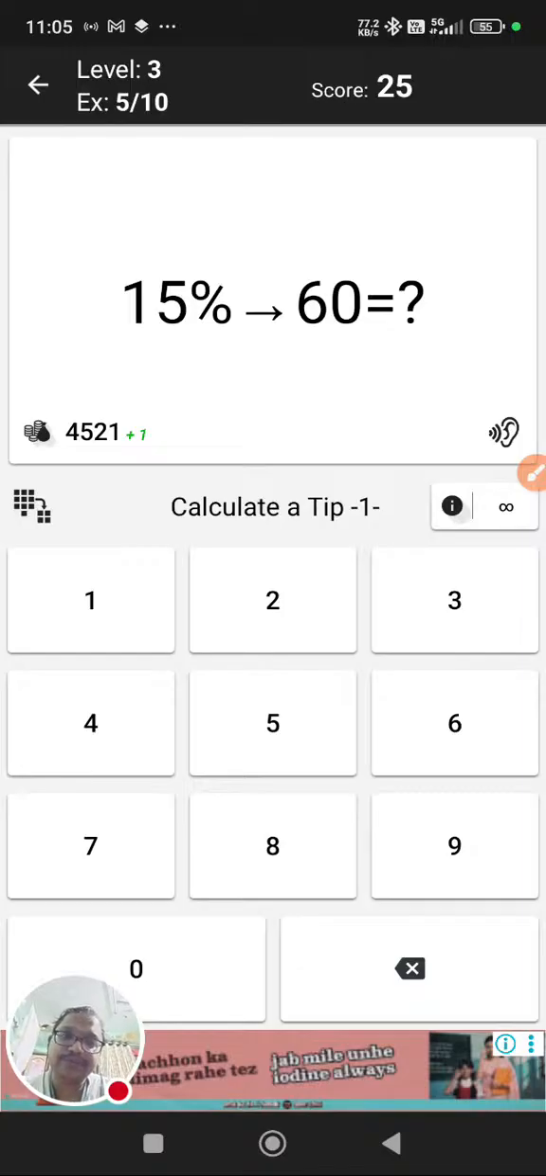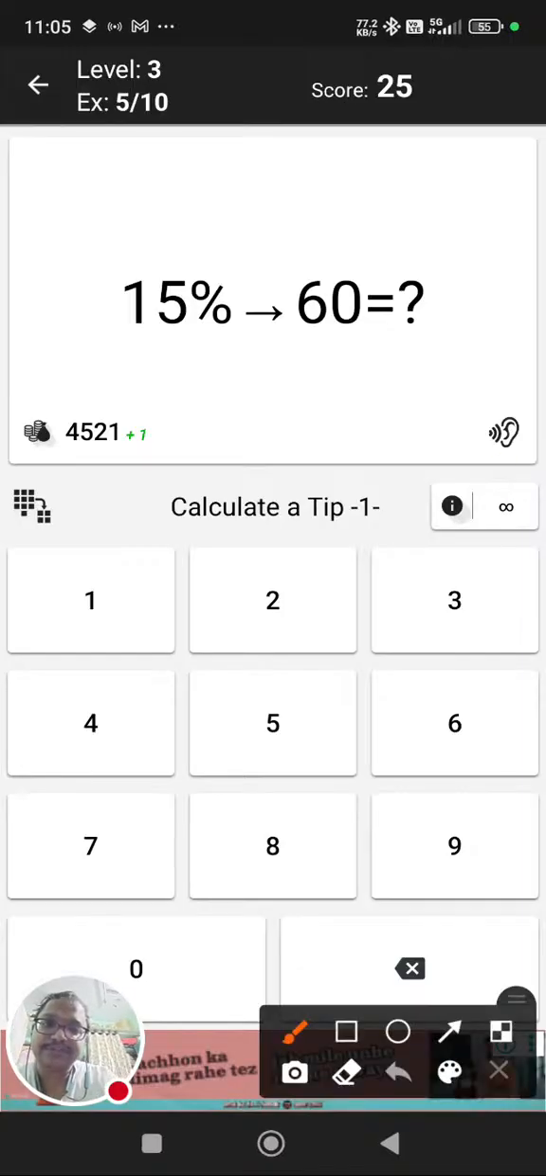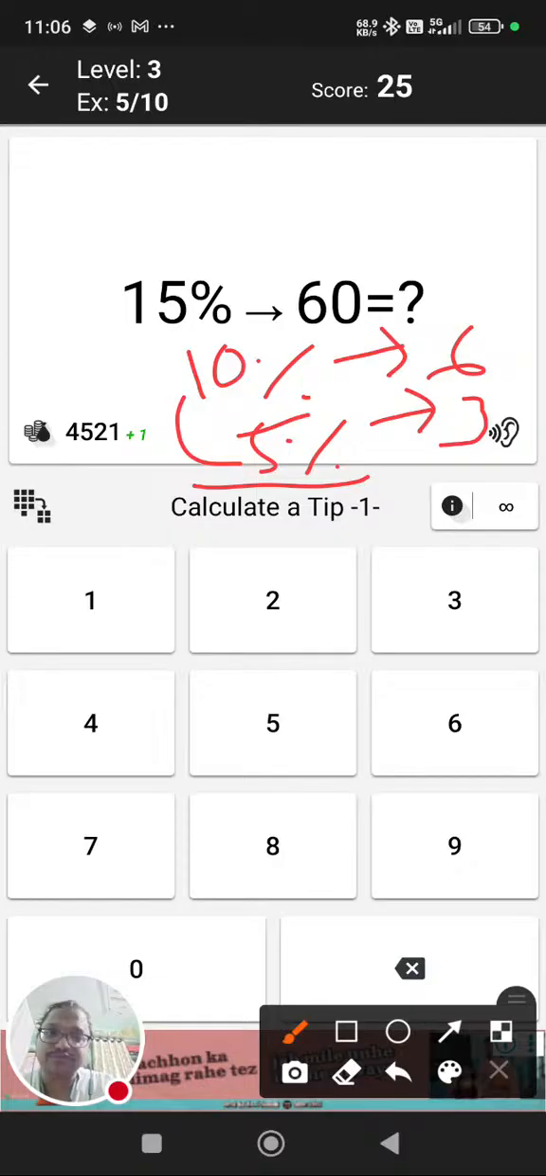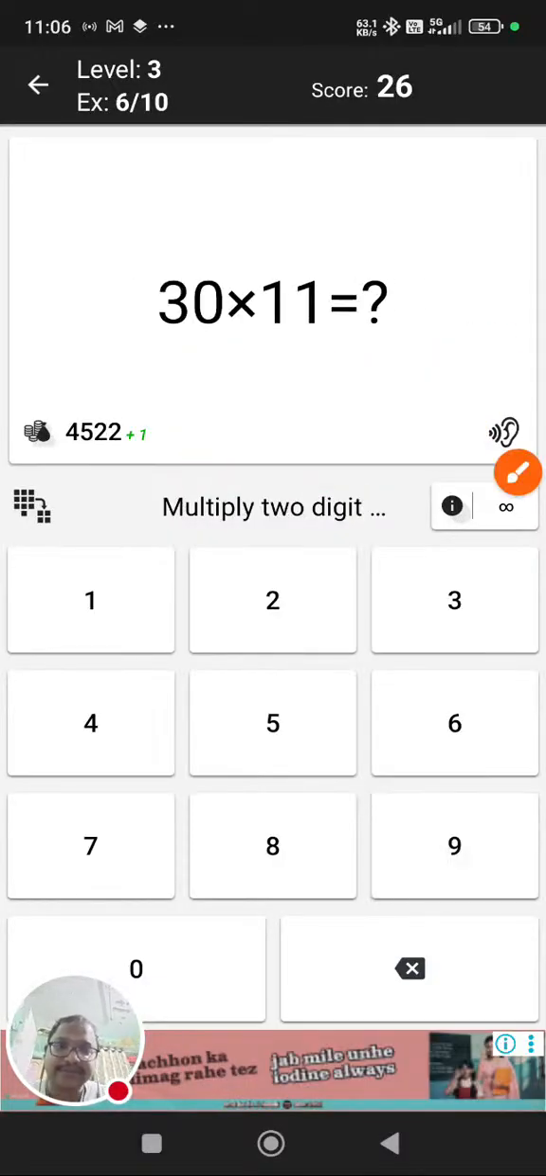We know 10 percentage value for 60 will be 6, 5 percentage value will be 3, we need 15 percentage, the sum of these two, so the sum of these two will be the answer. 6 plus 3, 9, 9 is the answer.